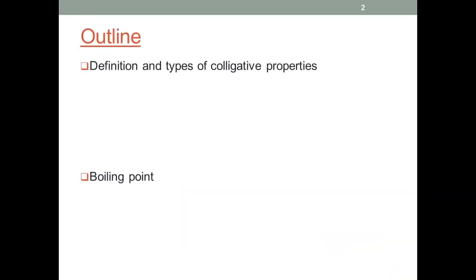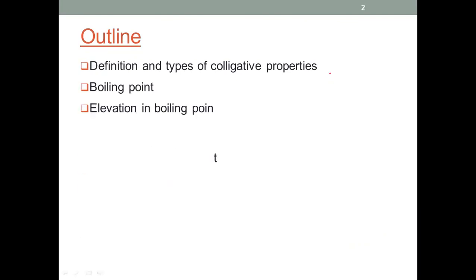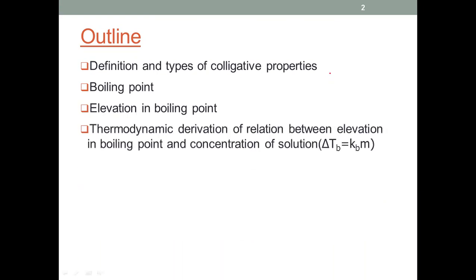In today's lecture, first we will define boiling and boiling point. Then we will see what is the meaning of elevation in boiling point. After that, we will derive a very important relation, delta TB is equal to KB into m, where m is molality.